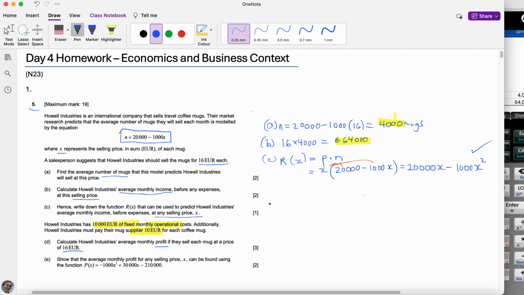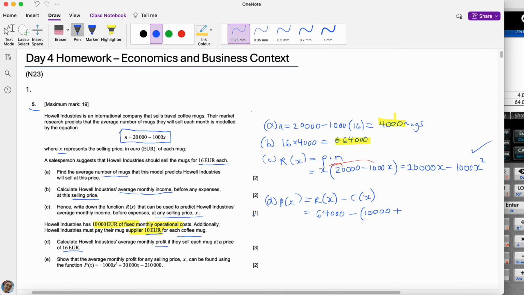So again, first they're giving you the non-generalized version. First of all, please remember your profit is always your revenue, how much money you bring in, minus your costs. So your revenue, if we're charging 16, is 64,000. And then our cost is going to be, first of all, the fixed cost, that's the 10,000 right there. And then the variable cost is going to be, we have to pay 10 for each mug.